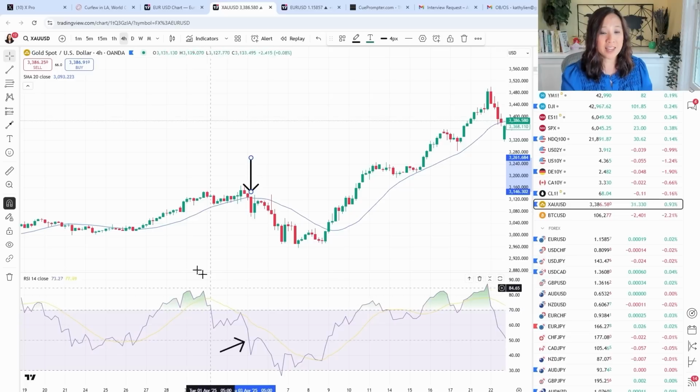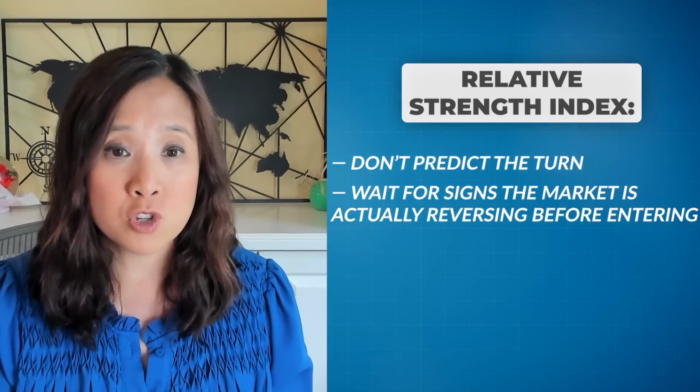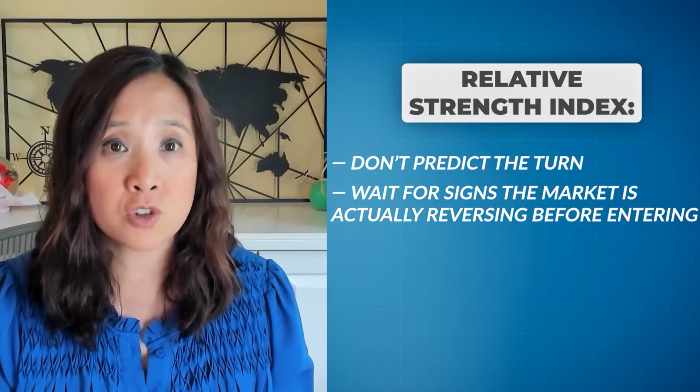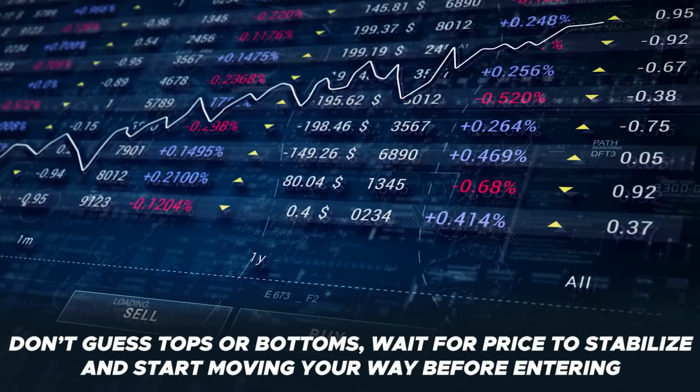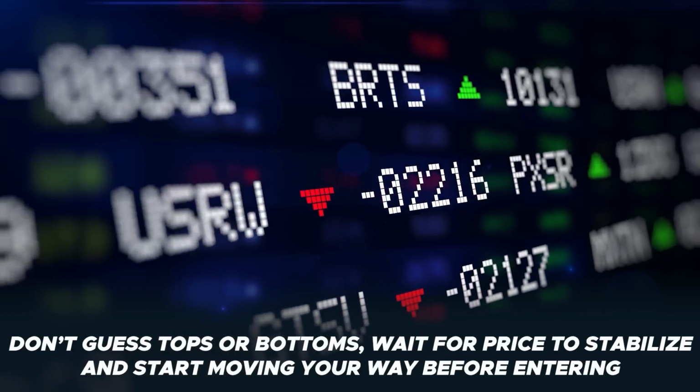Not by focusing on the 80-70 mark. We do pay attention to it, but we also wait for the RSI to drop below 50. I want you to really understand what's happening here and why this approach leads to better entries. We're using RSI the way it was designed, basically to spot overbought and oversold conditions and to help identify potential tops and bottoms. But instead of trying to predict those turning points, we're waiting for something crucial, for the market to actually start turning first before we enter into a trade. We're not guessing where the top or bottom might be. Instead, we wait for the price to stabilize and begin moving in our favor before getting in.